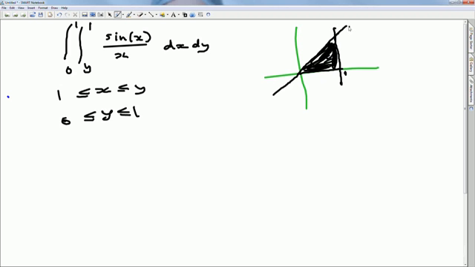So this top line is x equals y, or y equals x, same thing. I've got the line y equals 1, and the x-axis as the bounding curves. It's not a circle or a bit of a circle, so certainly polar coordinates would not be helpful here. Trying to pick other more complicated transformations is difficult, but trying to swap the order of integration is a useful thing to do here.